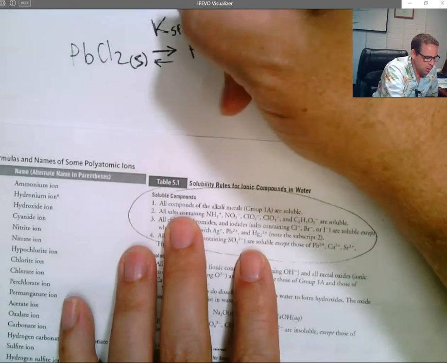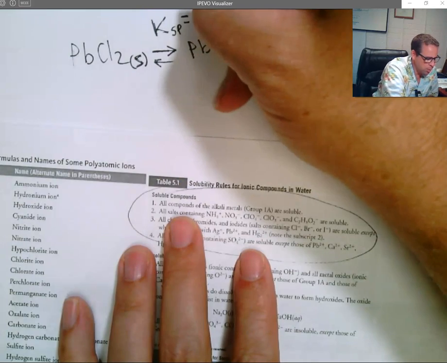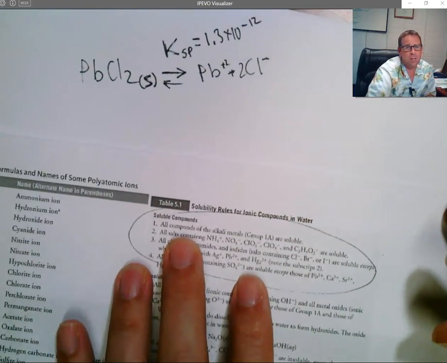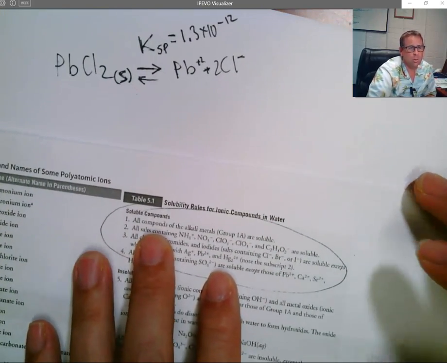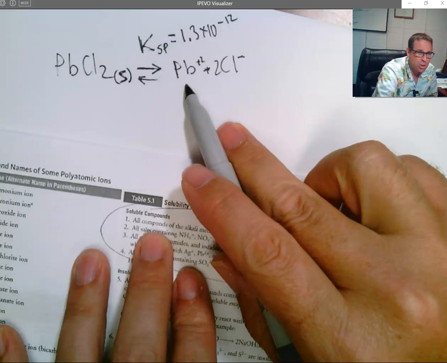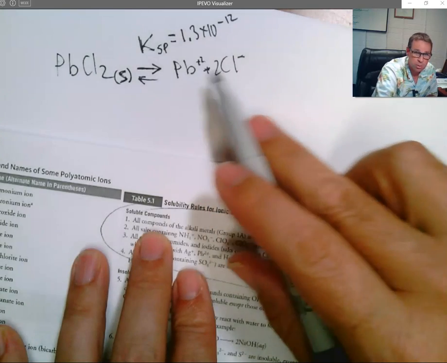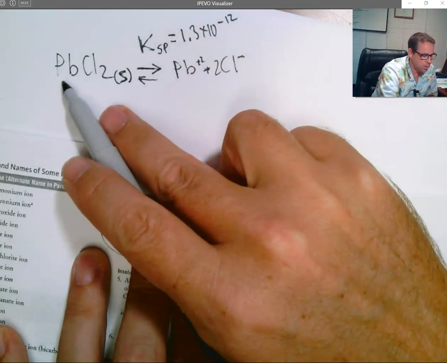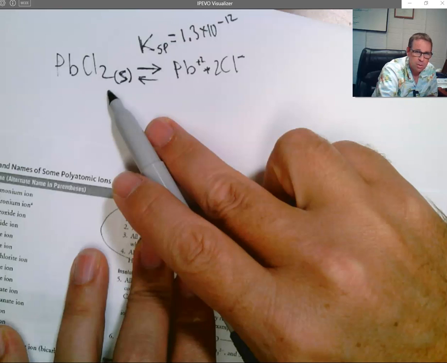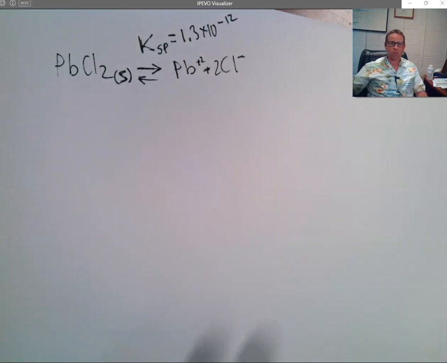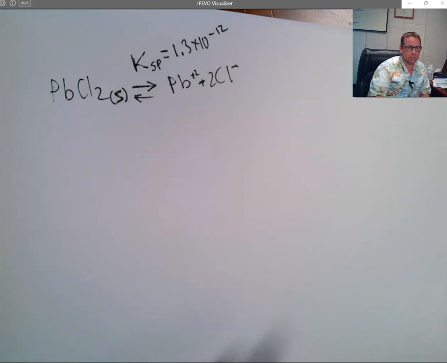So if the KSP value here was 1.3 times 10 to the minus 12, for example, we could know how much of our lead ion and our two chloride ions will actually result, or in other words, what molarity of this material will actually dissolve. And we call that the molar solubility, the molar solubility.